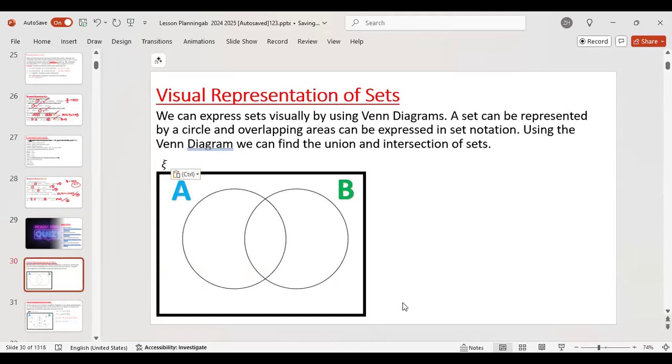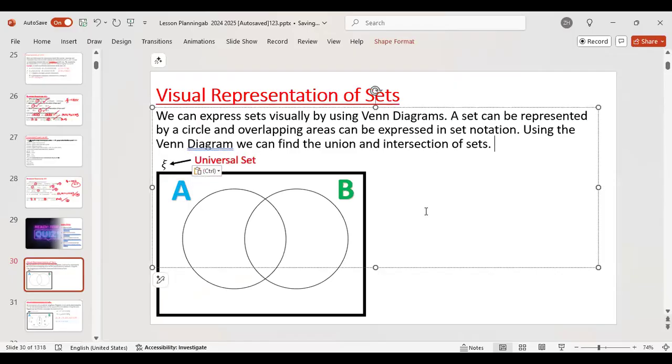So we call this the universal set. Let's write that down. This is the universal set. Almost our time to go, so let me hurry up. So what else do we have?